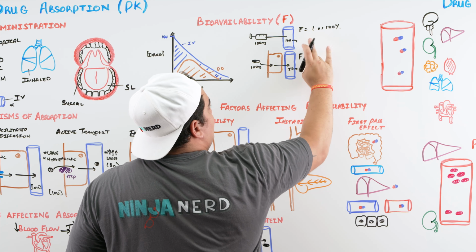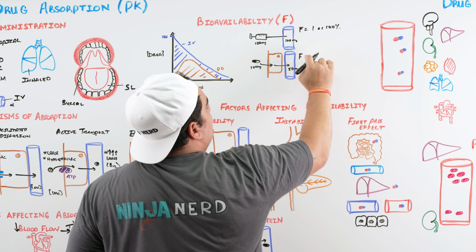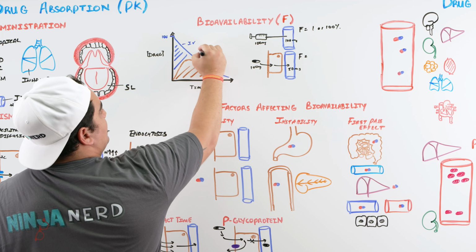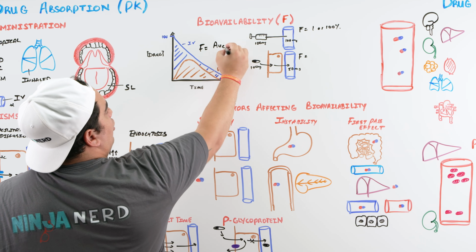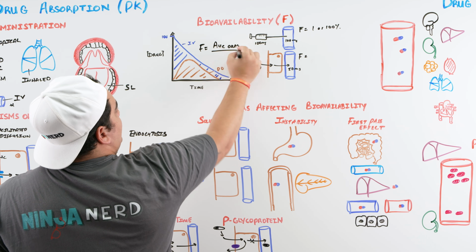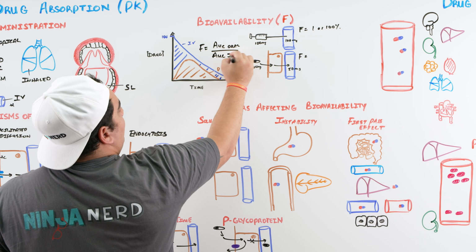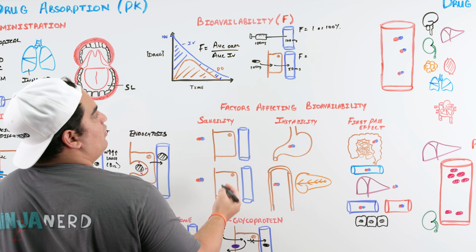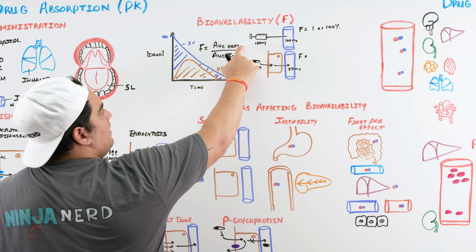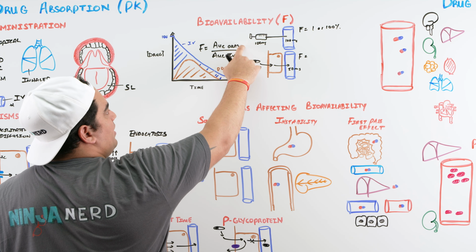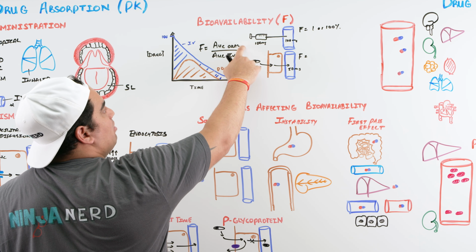So I use a formula. The formula that we're going to talk about here is bioavailability is equal to the AUC, the area under the curve, oral administration over the area under the curve IV administration. What we're going to do is say how much of that drug was given IV and how much was given orally, and what I can take into consideration is how much of that drug actually got into the bloodstream.